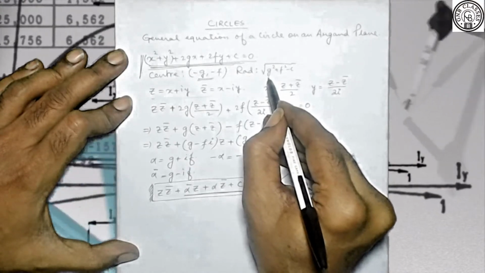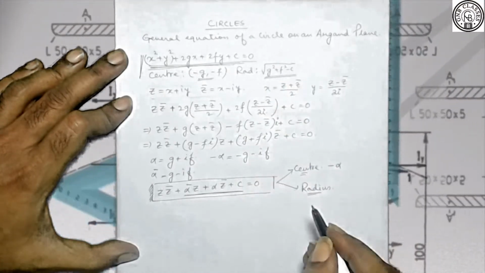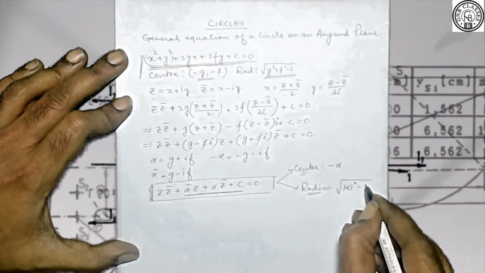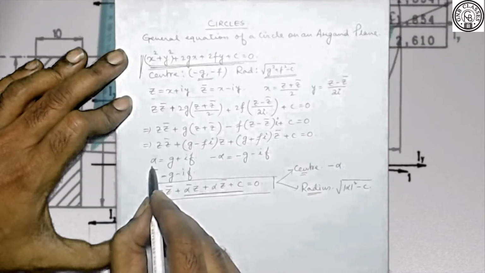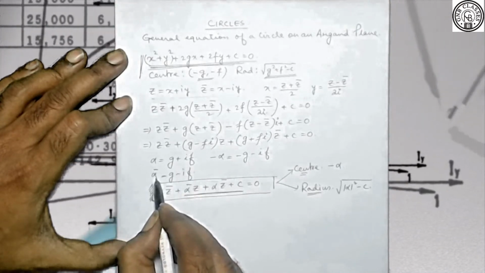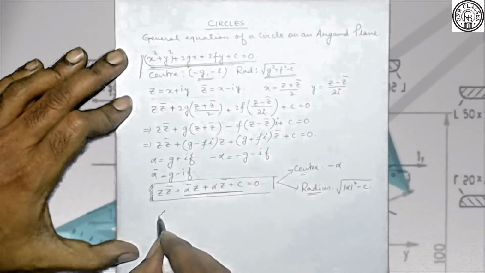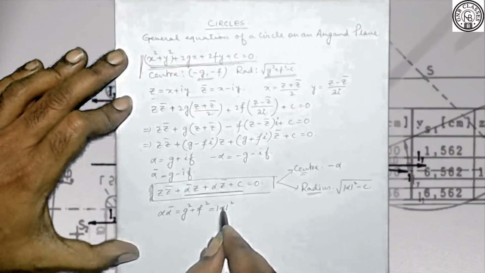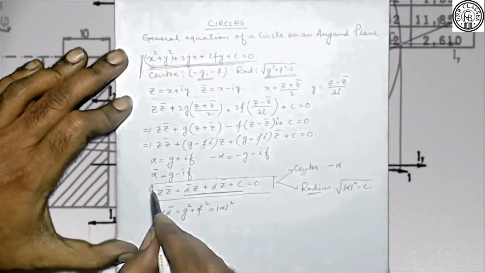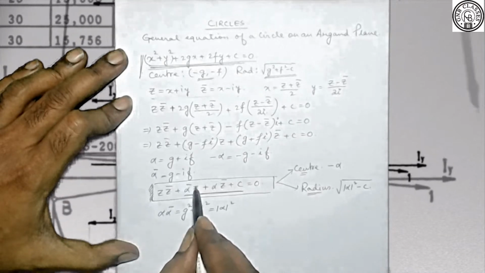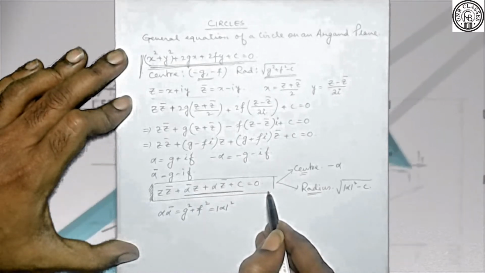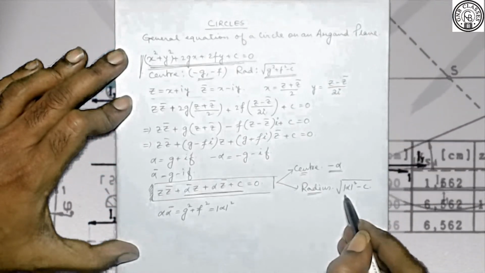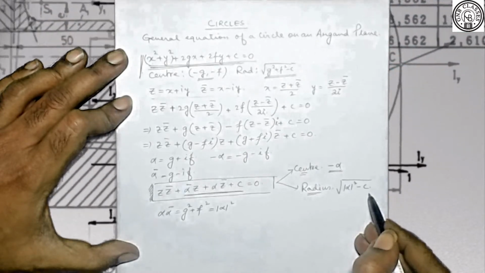And what about its radius? Its radius is under root g square plus f square minus c. So in this case, the radius will be under root mod of alpha square minus c. It's all same because your alpha is g plus iota f, alpha bar is g minus iota f. Therefore, alpha alpha bar is nothing but g square plus f square, which is same as your mod alpha square. Therefore, the general equation of the circle is z z bar plus alpha bar z plus alpha z bar plus c equals to 0. Its center is at minus alpha and its radius is under root mod alpha square minus c. Can you remember this much?